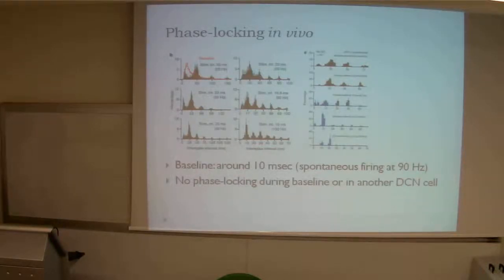The authors also did a control: they didn't see this phase locking activity during baseline when there was no stimulation in the Purkinje cells. They also looked at a different DCN cell to make sure that only the ones that were inputting to this DCN cell were showing activity, and they didn't see any phase locking in other DCN cells, so only the ones they're interested in. That's good.